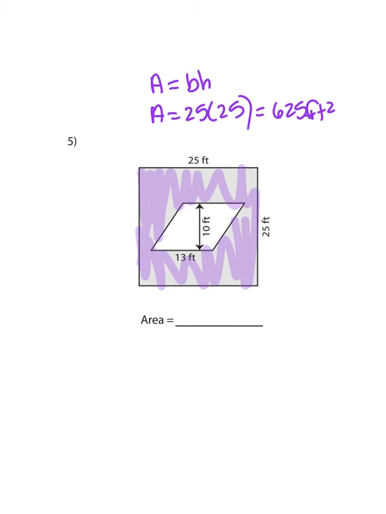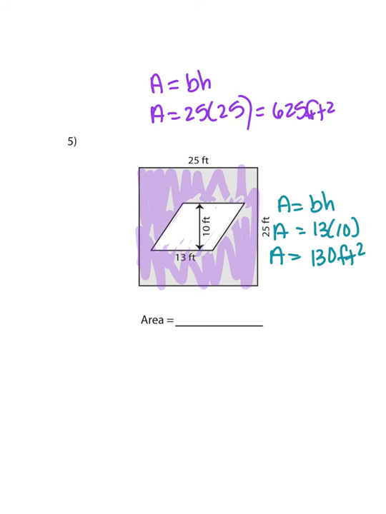So what that means is I have found the area of the entire thing, but I don't want the entire thing because I want to get rid of that last part. Okay, so I want to get rid of this right here. So I need to subtract that. So first I need to find what is the area of this part right here. So I'm going to do area equals base times height, and the base is 13 and the height is 10. So that means the area is 130 square feet.